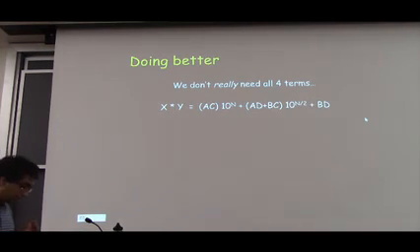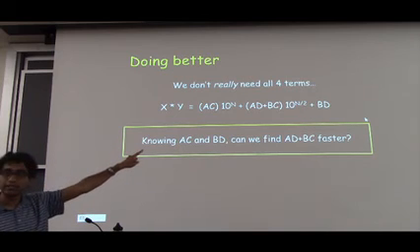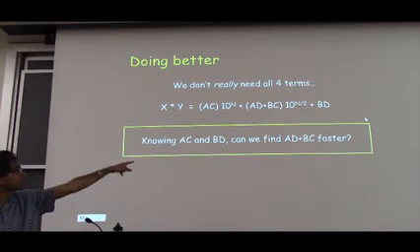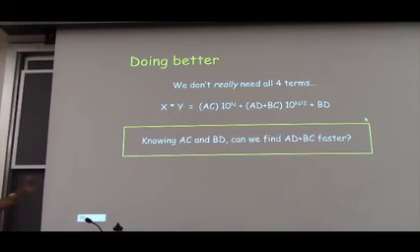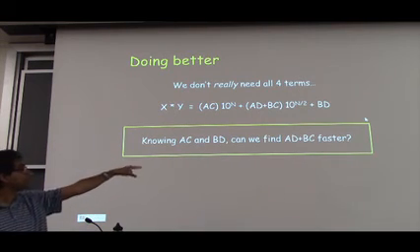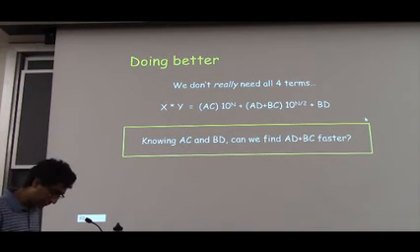In particular, suppose you computed AC and you computed BD. You've already invested some computation. Can you use that knowledge to find AD plus BC faster? That's the key idea behind this algorithm. You compute AC and BD using a recursive call, and for the last one you don't use 2 recursive calls. The hope is maybe you can do it with just 1. And that's what we'll show you can do.